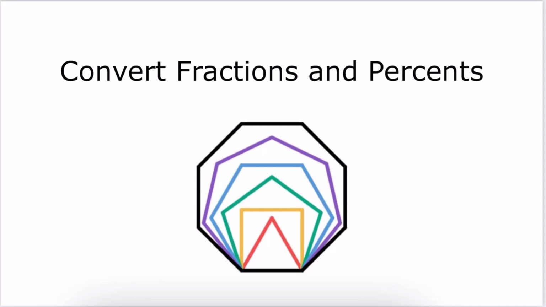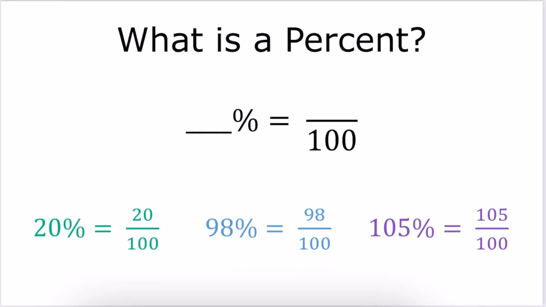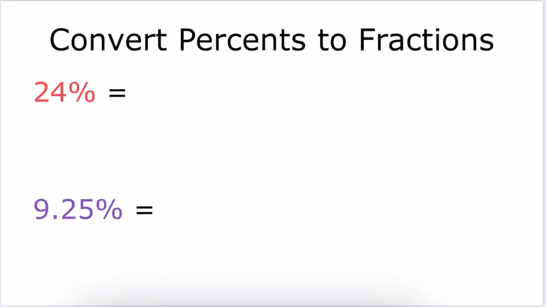Everybody, in this video, we're going to talk about how to convert fractions and percents. Just as a reminder, a percent is a special fraction that has a denominator of 100. So when you're converting percents to fractions, you basically just write it over 100 and then you simplify if needed, because 24% means you have 24 for every 100.